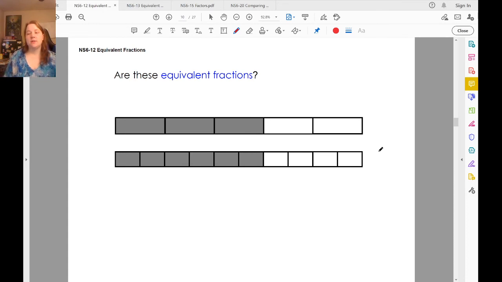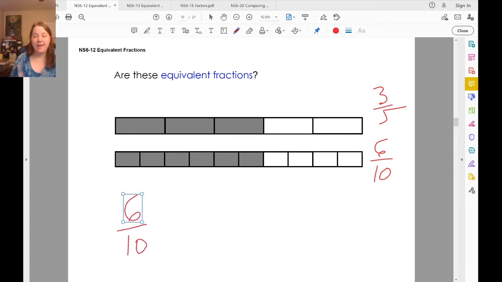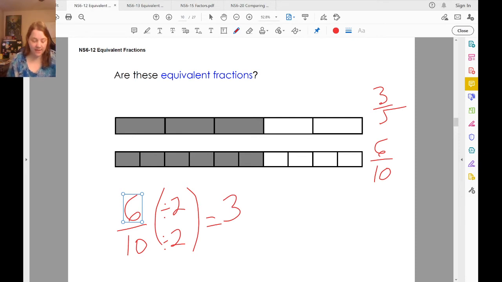Let's look at these equivalent fractions. For right here, I have 3 out of 5 shaded, and I also have 6 out of 10 shaded. And we can tell here that if we take this 6 out of 10, we can group these up more. So I can take 6 out of 10, and I can divide both the 6 and the 10 by 2. 6 divided by 2 means that I will only have 3 shaded. 10 divided by 2 means that I'll have 5 total.